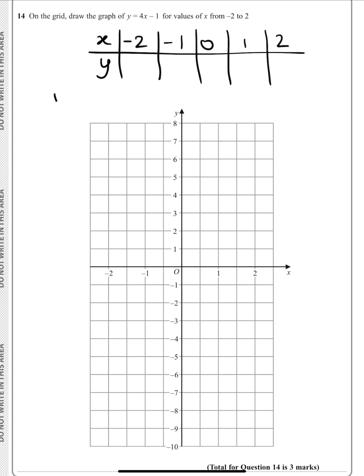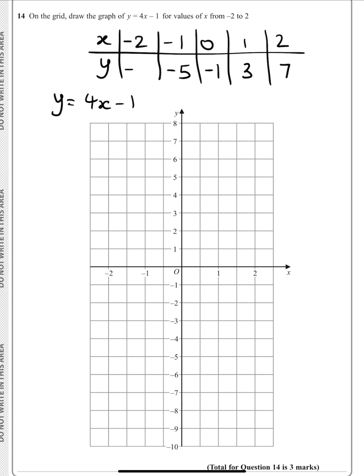Now I'm going to substitute the values of x into this equation, y equals 4x minus 1, to get my values of y. So I'm going to start from the right-hand side here. 4 times 2 is 8, and then 8 take away 1 is 7. 4 times 1 is 4, and then 4 take away 1 is 3. 4 times 0 is 0, and then 0 take away 1 is -1. 4 times -1 is -4. -4 take away 1 is -5. 4 times -2 is -8.